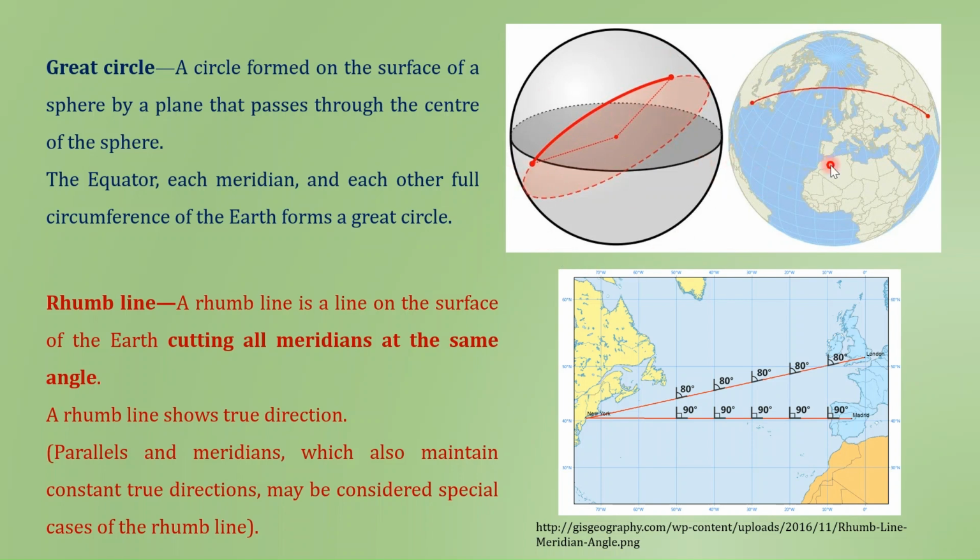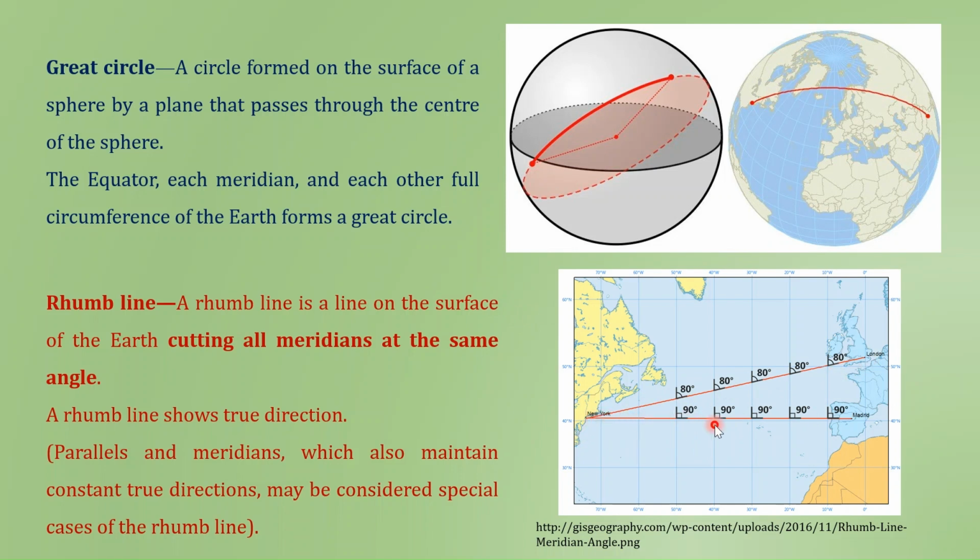So the equator and all the meridians, each a full circumference of the earth passing through the center of the earth, are great circles. And then we have the rhumb line. A rhumb line is a line on the surface of the earth which cuts all the meridians at the same angle. So here we have two examples.